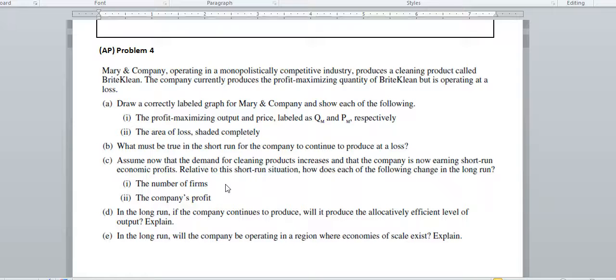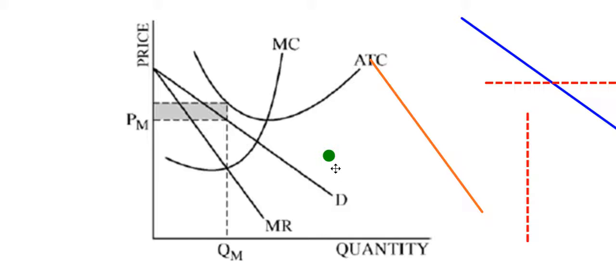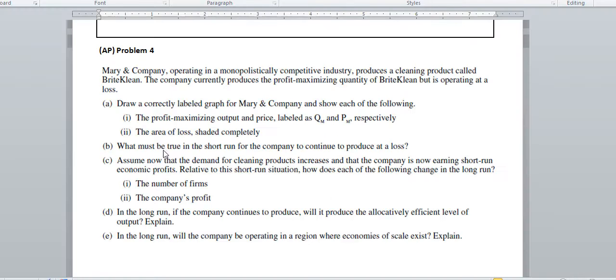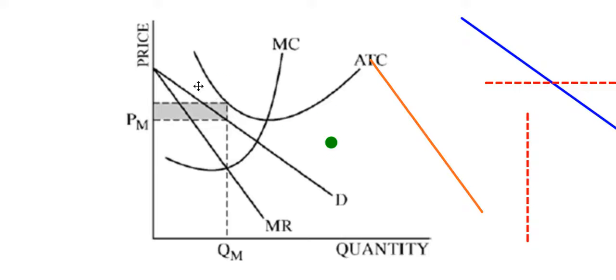So I want to jump back here. To answer what must be true for them to continue to operate: it's hard to draw a curve of that shape, but if you could visualize an average variable cost curve, something like this, which is going to be below average total cost, in order for them to operate, that average variable cost needs to be below the price. So it needs to be something like this, right?